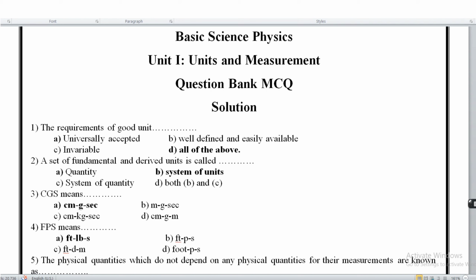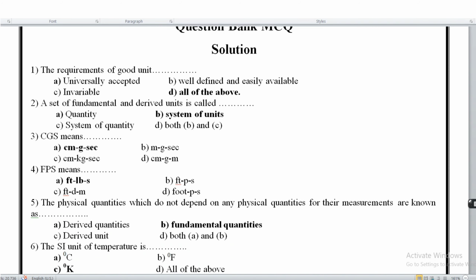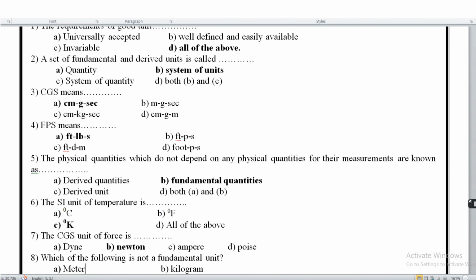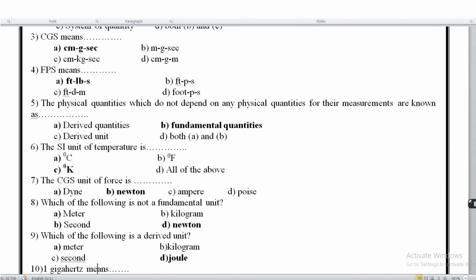Then CGS means what? cm, that means centimeter, gram and second. Then FPS means feet, pound, second. Then the physical quantities which do not depend on any other physical quantities for their measurement are known as fundamental quantities. The sixth question is, the SI unit of temperature is degree Kelvin.